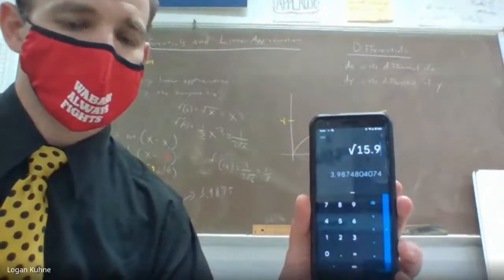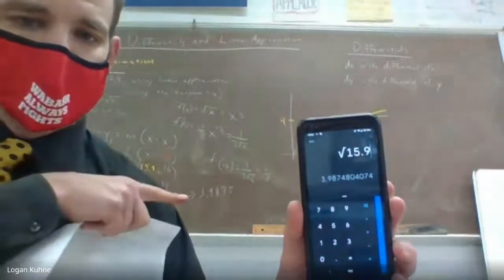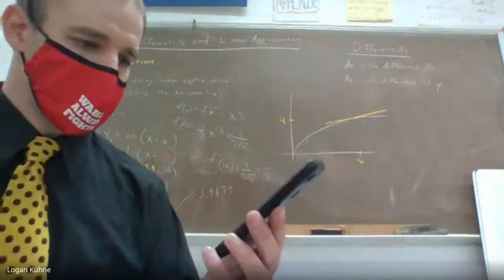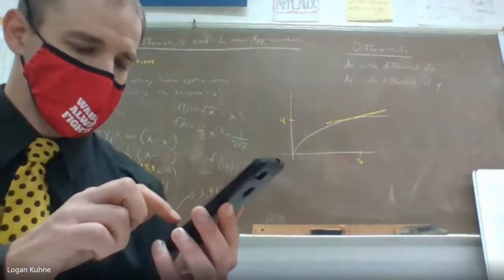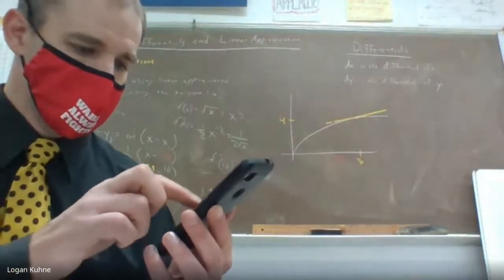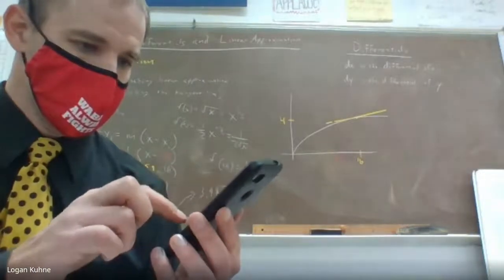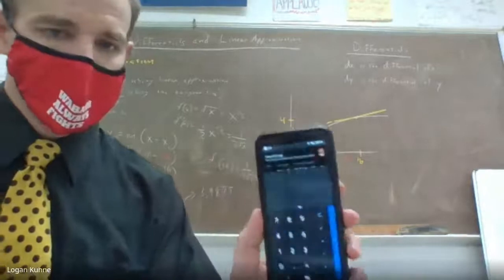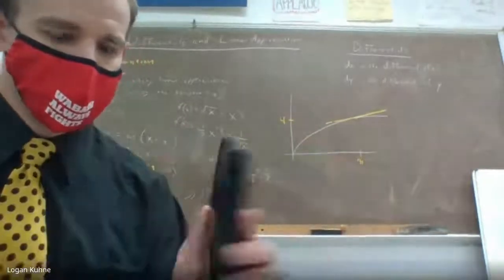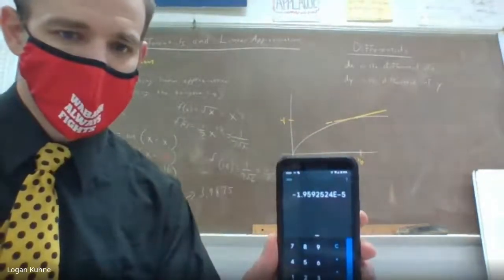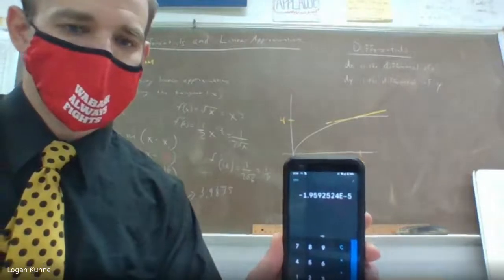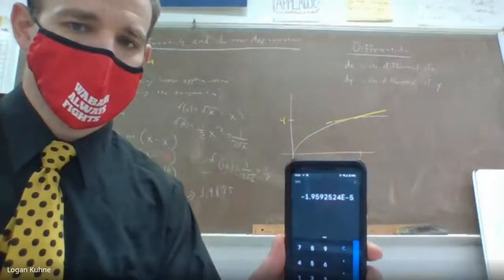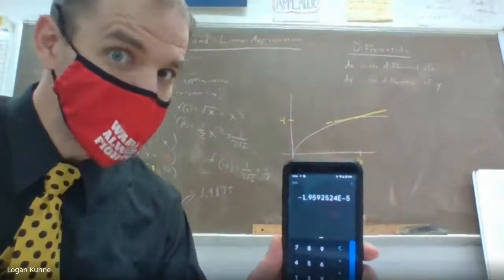3.987480, 4.074. That's really close to that answer right there, isn't it? In fact, let's subtract them, find out how close we are. Minus... sorry about that. That's negative 1.959 times 10 to the negative 5th. That's really, really close.